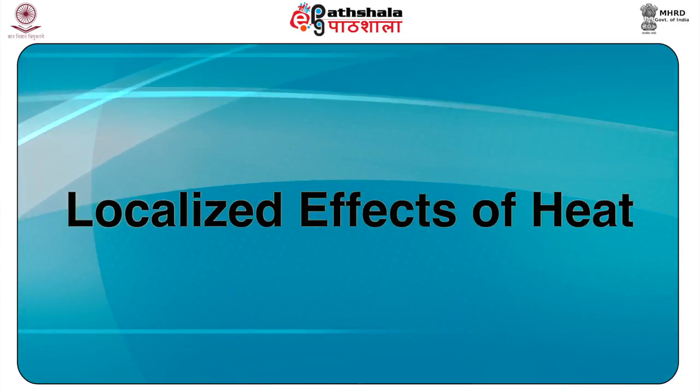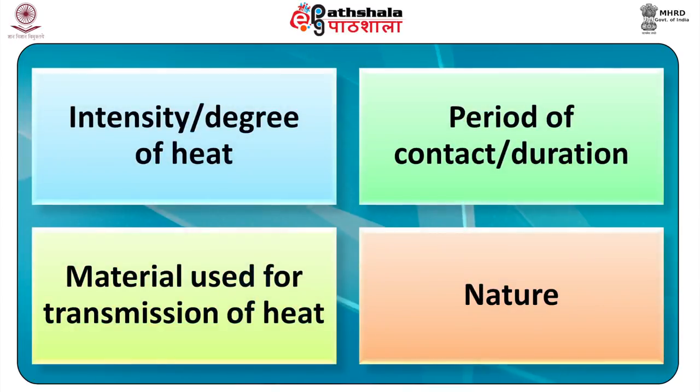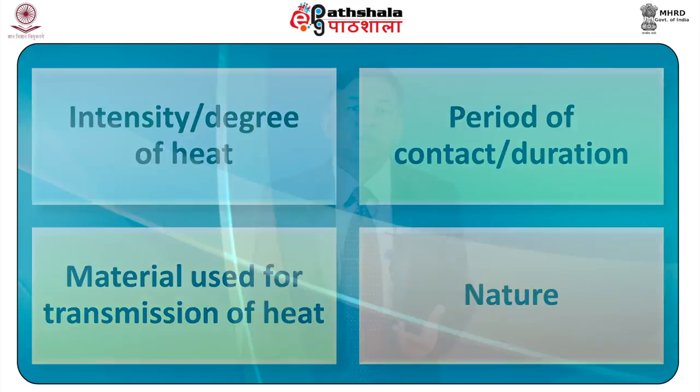Coming on to the localized effects of heat. Various factors determine the effect of heat produced. They include the intensity or the degree of heat, the period of contact or the duration, the material used for the transmission of heat, and the nature of heat, that is dry or moist. So these are the four factors which determine the effects.